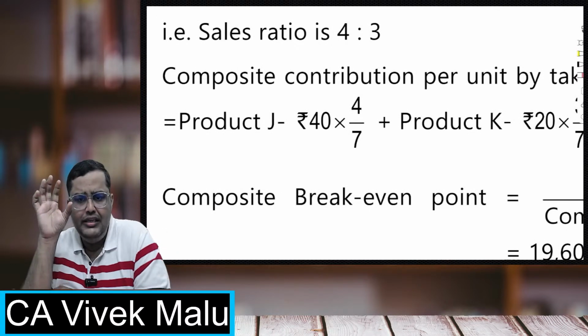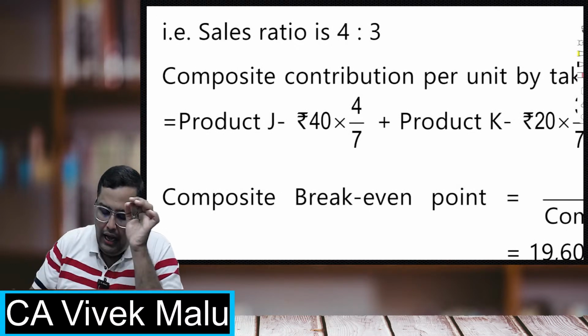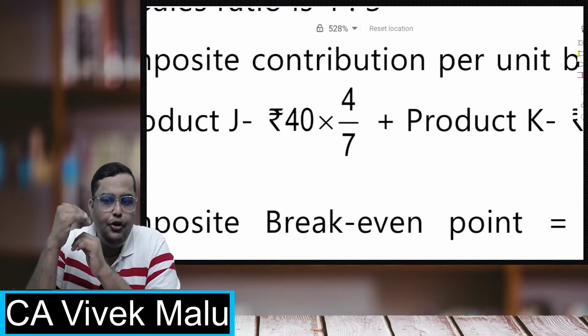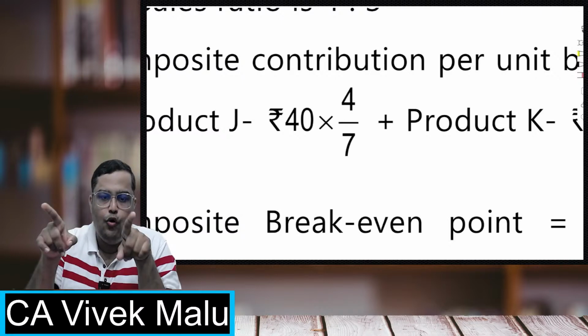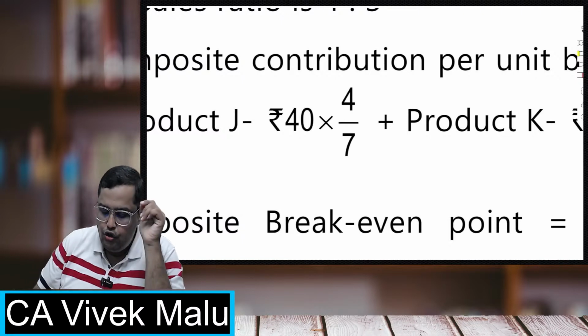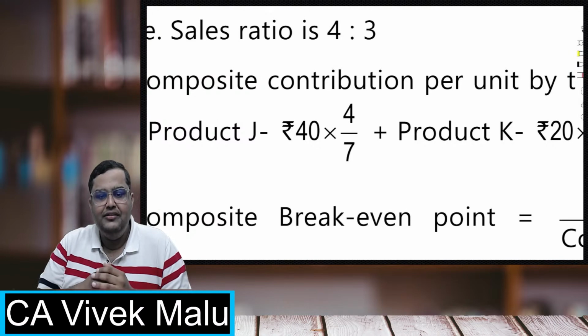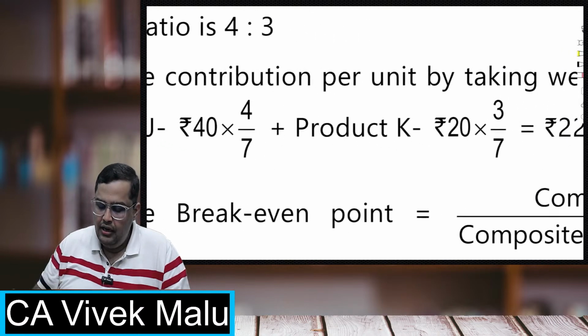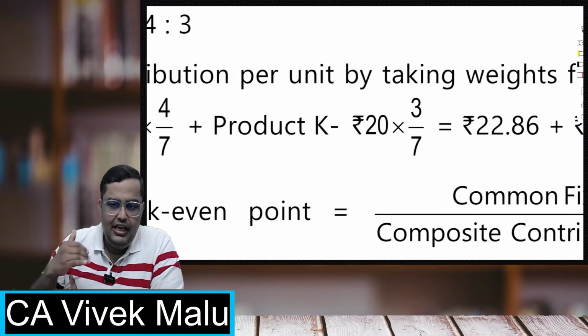So 40 रुपए जो J का है, जो एक यूनिट पे मिलता है आपको, हर 7 यूनिट में 4 यूनिट किसका है, तो J का है. So out of the total, the sales mix is 4:3, meaning 7 units are sold together, 4 of J and 3 of K. Out of a total 7 units, 4 units are of J, so the ratio is 4/7. So this 40 rupees I'll earn in the ratio 4/7, and this 20 rupees which I'm earning on K, I must multiply by 3/7.